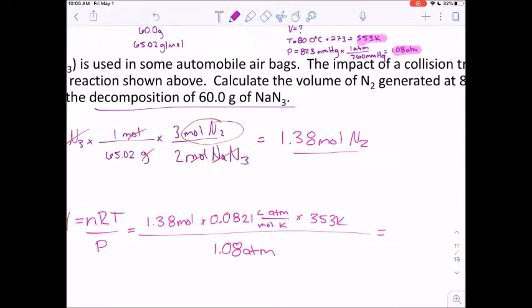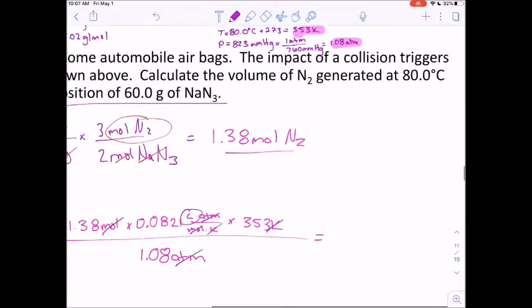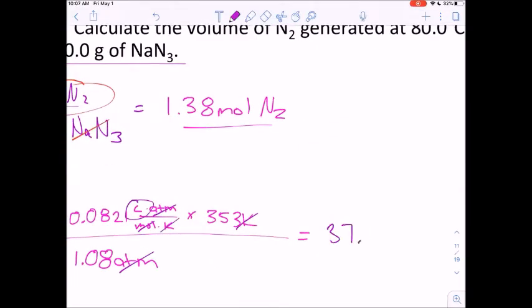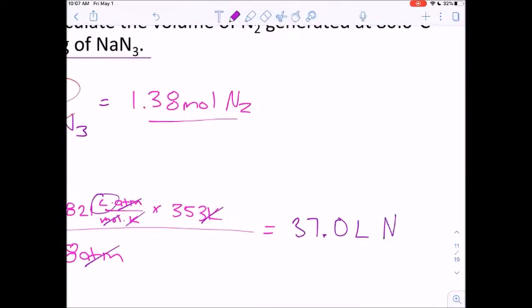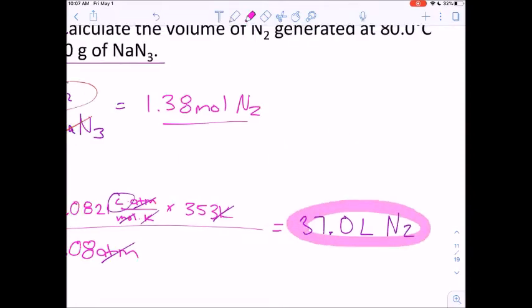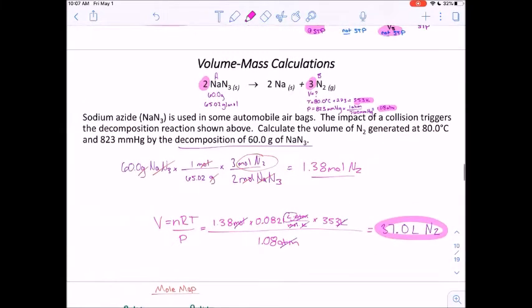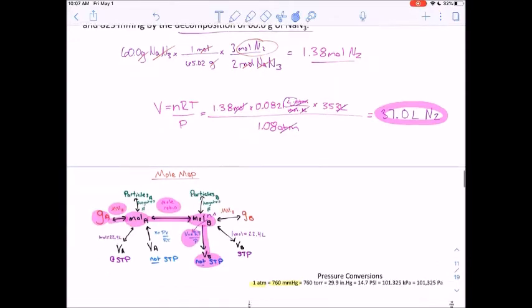All right, so I have it all plugged in. I'm going to do my unit cancellation: moles with moles, atmospheres with atmospheres, Kelvin with Kelvin. I'm left in liters. That tells me I did everything correctly here. So I go ahead and plug it into my calculator, and using my significant digits, I round my answer to 37.0 liters. And this is N2, which is my B. So there is my answer. 37.0 liters of N2 can be produced by the decomposition of 60 grams of sodium azide under the specified conditions.